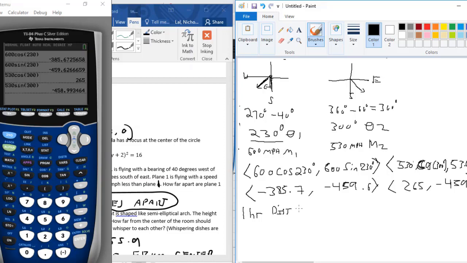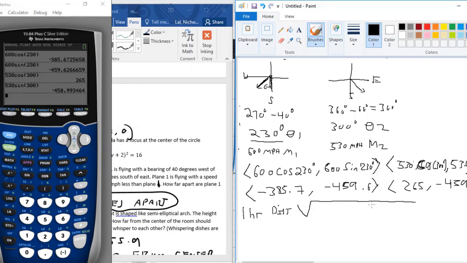Yeah, so our 1 hour distance is going to be negative 458.99. So here's how we would solve this. We do the square root of x2 minus x1 squared, plus y2 minus y1 squared. So let's plug it in.